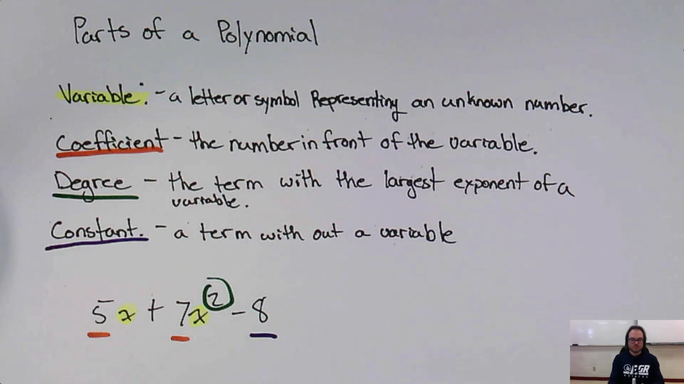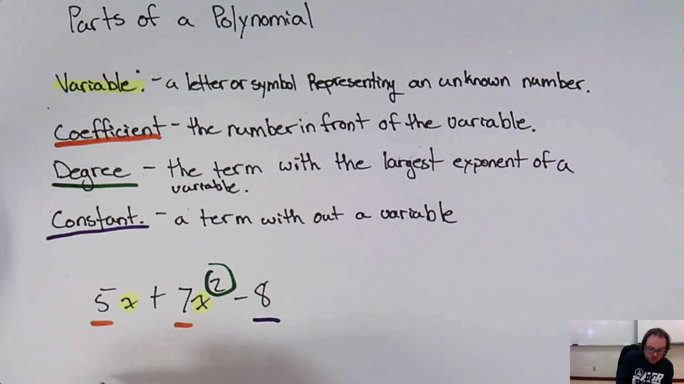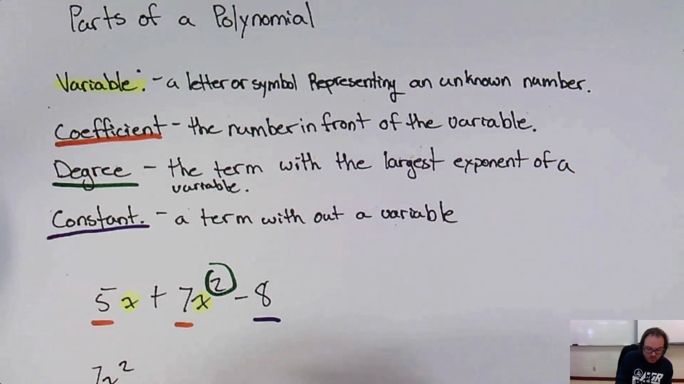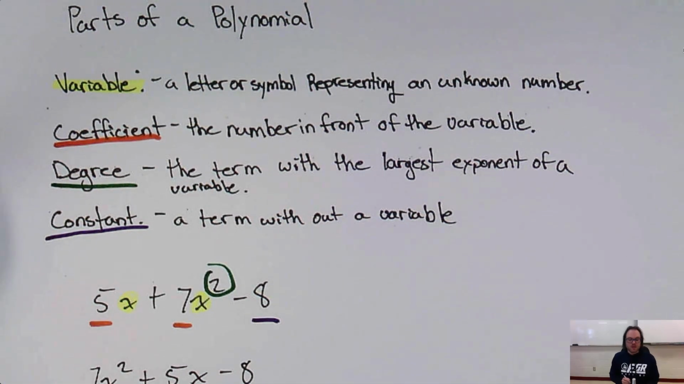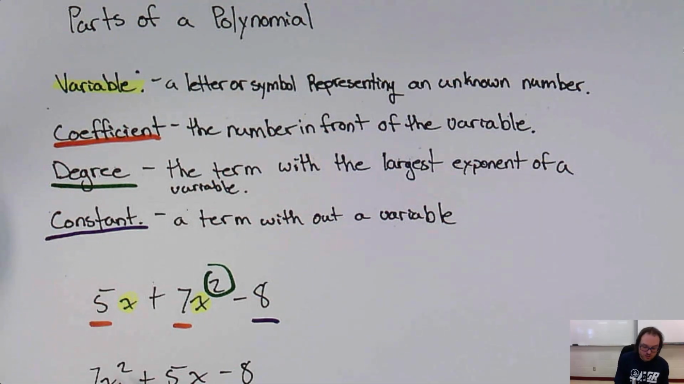If I was to write this properly, we always want to start with the biggest degree and work down, descending to smaller. So to write this out properly, I should write 7x squared plus 5x minus 8. And we say for here the degree is 2, my coefficients are 7 and 5, and my constant is 8.